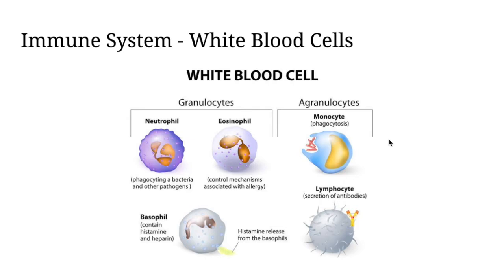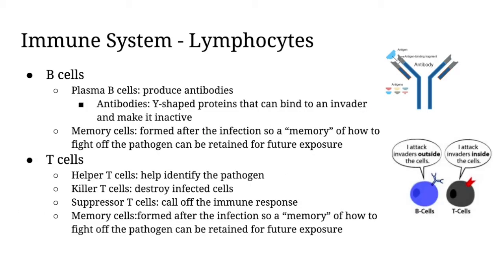And then there are lymphocytes. The lymphocyte is actually the second most numerous type of white blood cell we have in our body. And 2 main kinds are B cells and T cells. We have B cells that are called plasma B cells, and they produce antibodies. You might have heard of antibodies before because you may have heard of people getting an antibody test for COVID. Antibodies are produced in response to an infection.